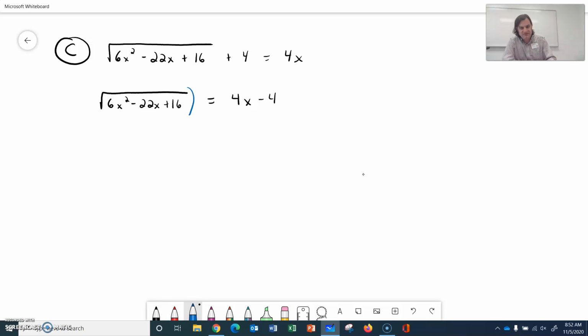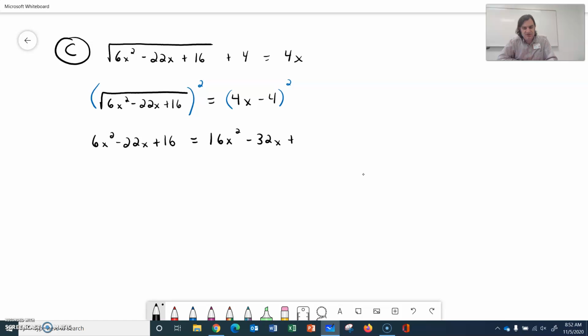And as I said, it's a square root, so we'll square both sides. That's nice because it gets rid of the root on the left. 6x squared minus 22x plus 16 is no longer under a root. On the right hand side, I have to do a FOIL, so 16x squared minus 16x minus 16x, that's minus 32x, plus 16. Looks like a lot of fun.